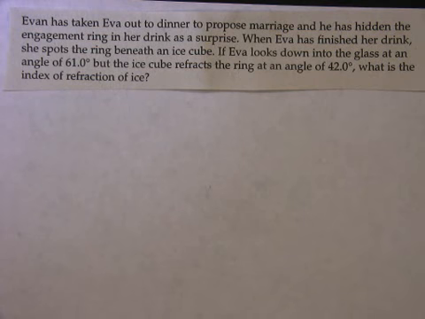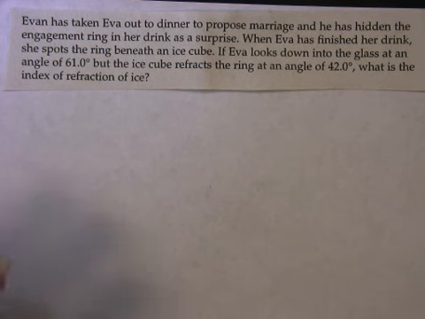The next problem that we're going to work out states that Evan has taken Eva out to dinner to propose marriage and has hidden the engagement ring in her drink as a surprise. When Eva has finished her drink, she spots the ring beneath an ice cube. If Eva looks down into the glass at an angle of 61 degrees, but the ice cube refracts the ring at an angle of 42 degrees, what is the index of refraction of the ice?